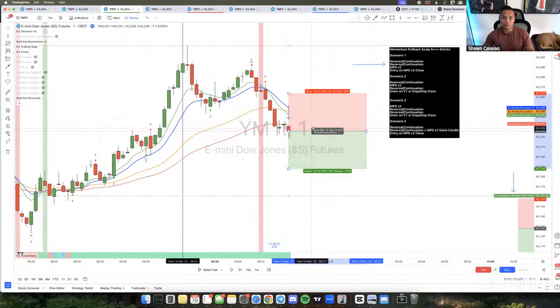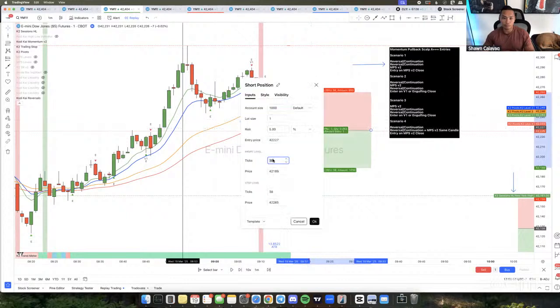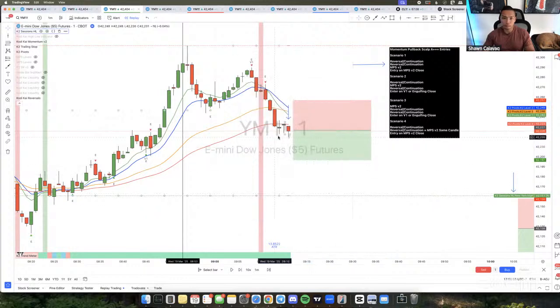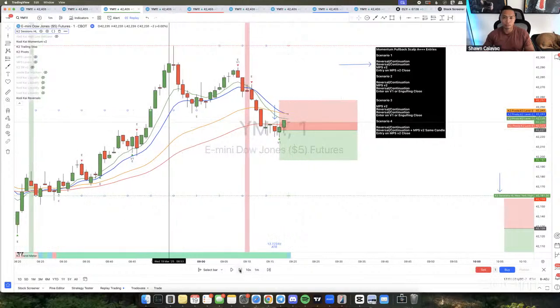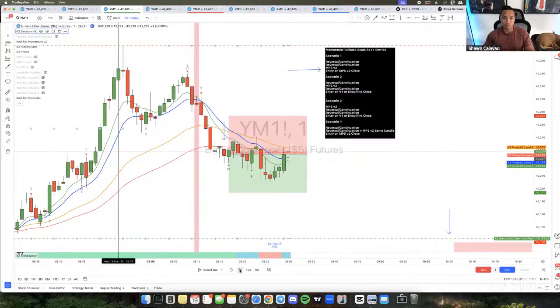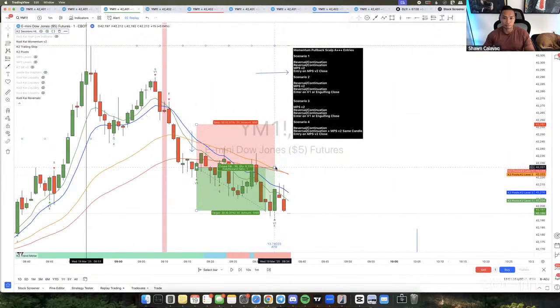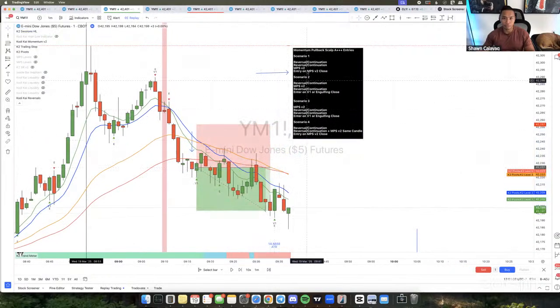Now on this one right here, same thing. You got the setup right there. And then once it's lined up, perfect setup, retrace right there a little bit. Kind of bounces around for a bit, and then eventually it comes down and it hits TP. So that's pretty much scenario 1, 2, and 3.